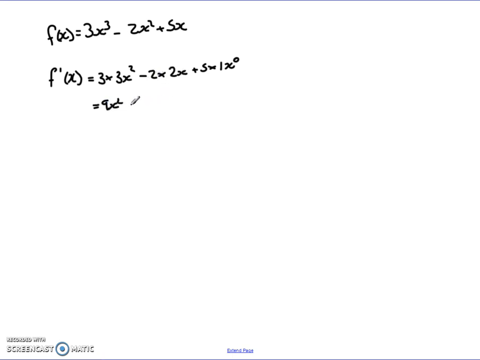Minus 2 times 2x gives you minus 4x. And this last one is 5 times 1x to the 0. Well, anything to the power of 0, remember that from our index laws, is 1. So it's 5 times 1, which is 5. So there we go. We've got our final answer. Anything like that where it's an x and it goes to x to the 0, it's just going to be 1. It's going to be a constant left over.